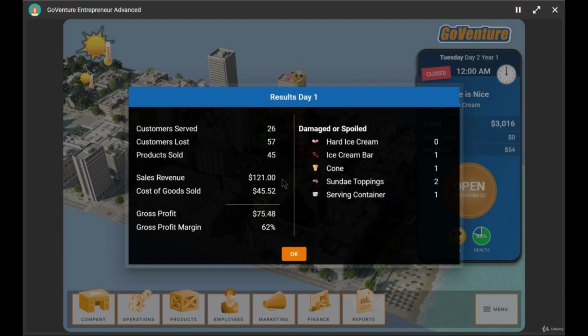Our sales revenue. Sales revenue is a term used in accounting to represent the money that customers give us for our product or service. So these 26 customers gave us $121. In this case, it would be cash. Sometimes it might be a credit or some other method, but we've earned $121 in cash from these customers, and that's classified as sales revenue. That's a financial transaction that accounting monitors.